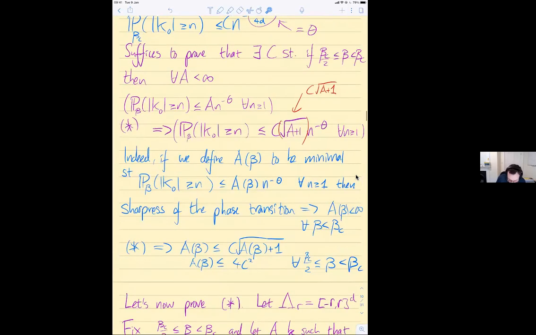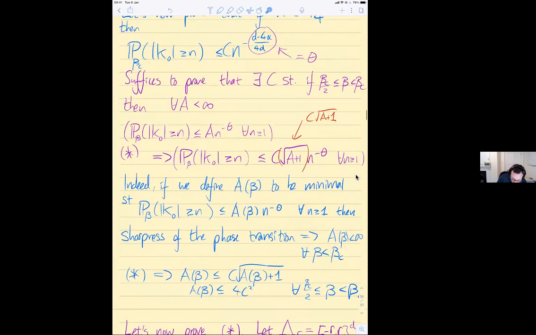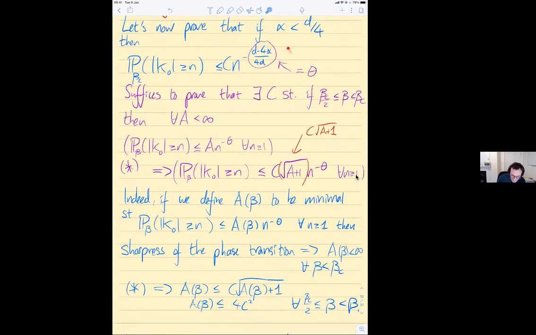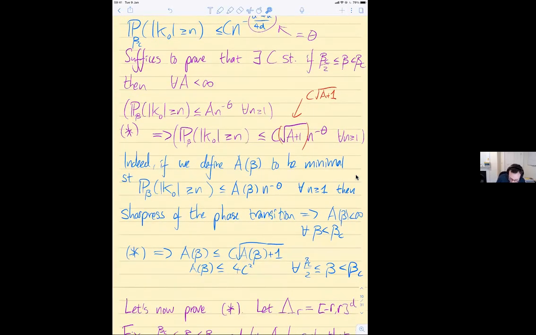Before proving this implication, let's see how we would use it to deduce a bound like this at criticality. For each beta less than beta c, let's define A of beta to be the best value of the constant such that this inequality holds for all n. Now, we know by sharpness of the phase transition that below beta c, the tail of the volume of the cluster at the origin is exponentially decaying. So in particular, this constant A of beta is certainly finite for every beta smaller than beta c.